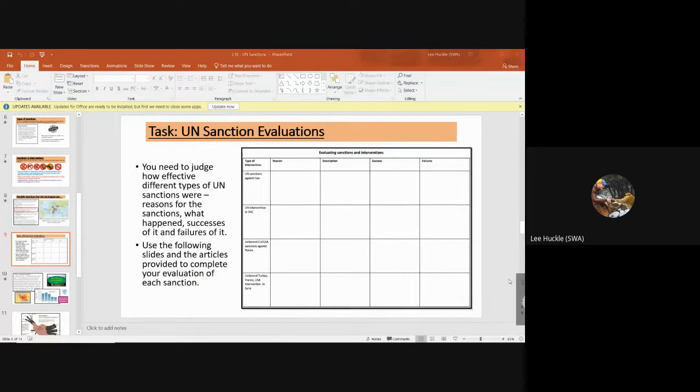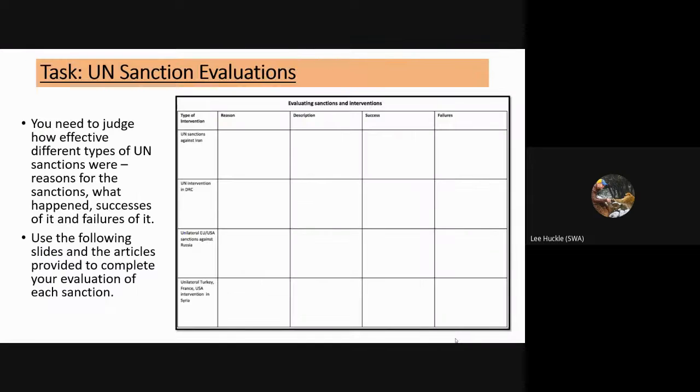Okay, and with each of those 4 key areas: what was the reason for it? Why was it put into place? And a description of what was done. And the key bit to any evaluation, this could lead into a nice 20-mark evaluation question, the successes and failures of each of those types of interventions and sanctions.